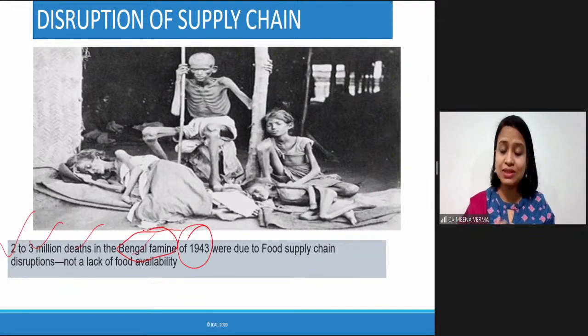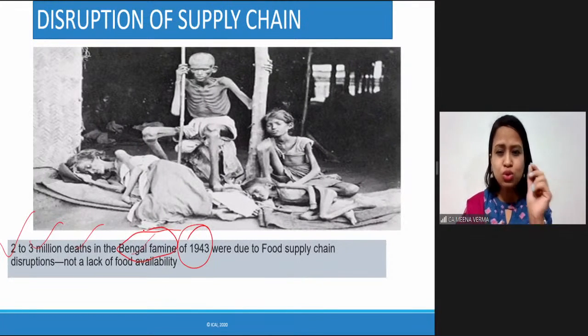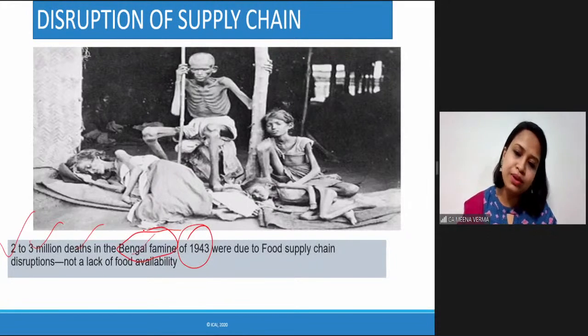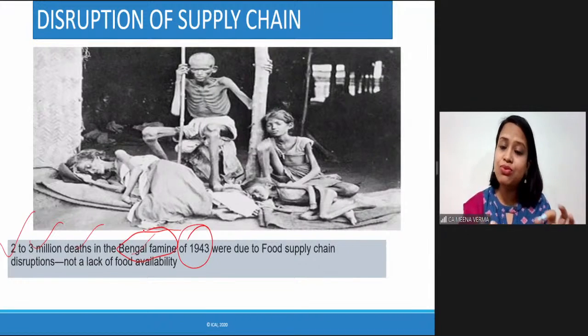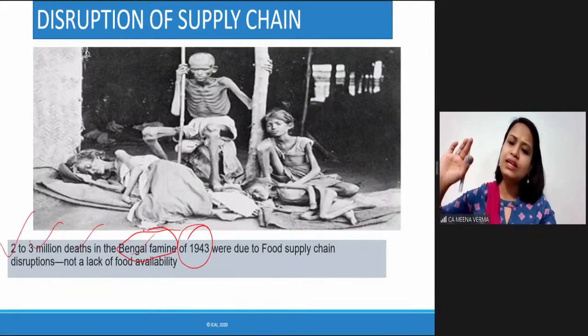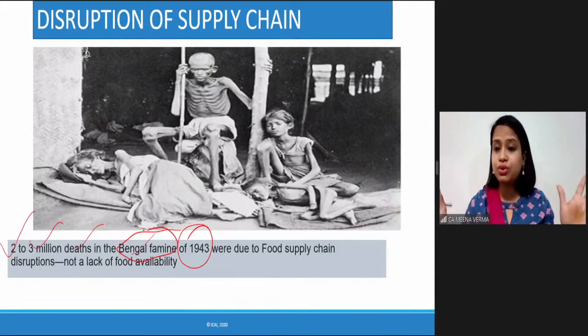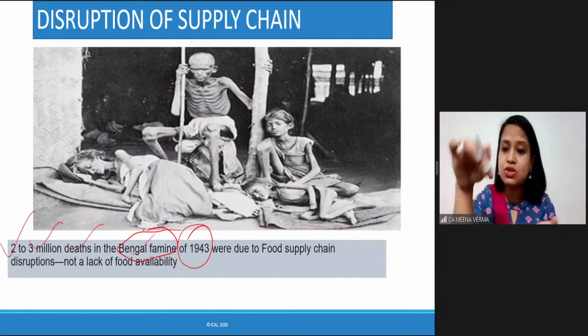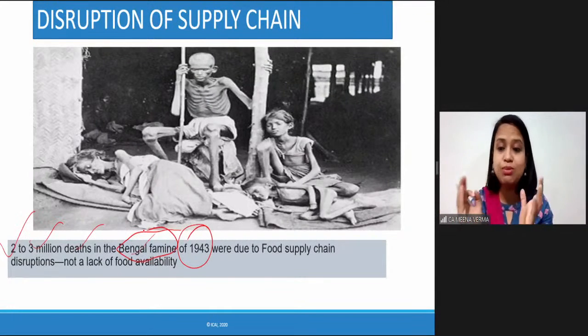What happened at that time? 2 to 3 million people died because of starving. They didn't get food, and because of this the people died in India. At that time, we had enough food in our country. Enough food. Then how is it possible that in the country people have enough food, but still at some place in the country people died? 2 to 3 million people died.